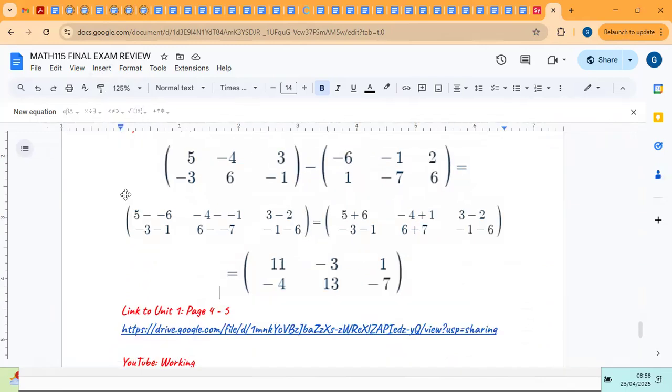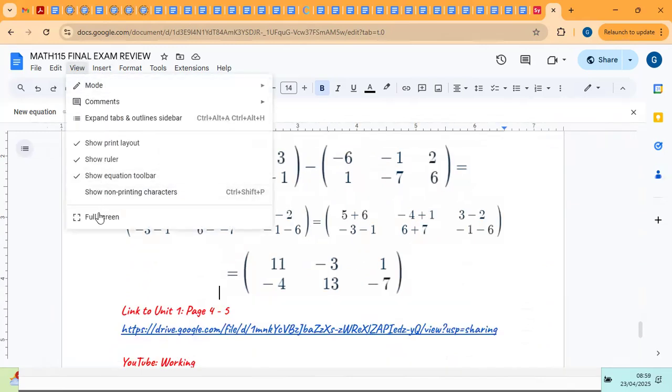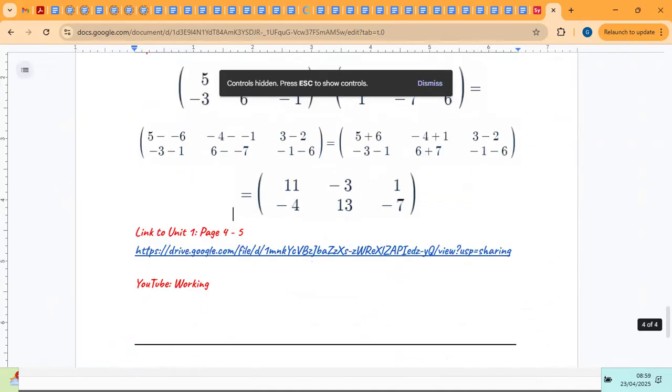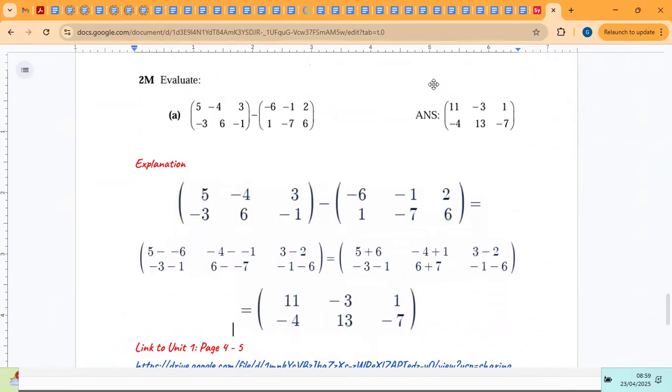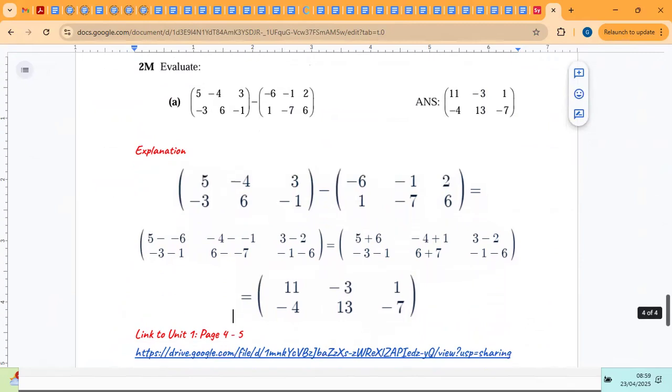As I say, please participate with the video so that you can convince yourself that you can actually perform the working. And you can use page 4 and 5 in Unit 1, and there are more examples to practice the subtraction and the addition of matrices.